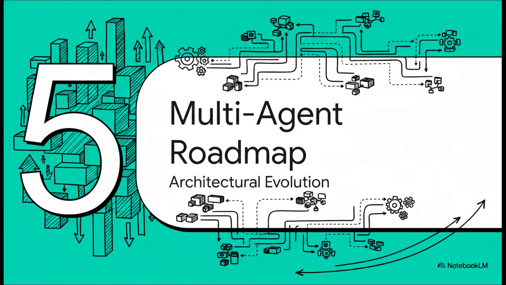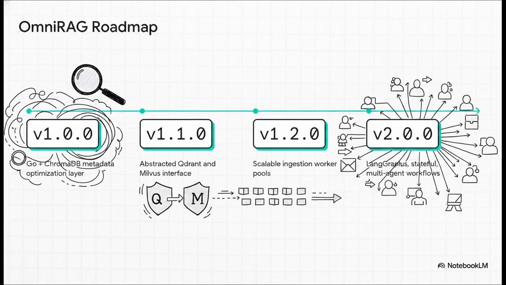Finally, Section 5, the multi-agent roadmap and our architectural evolution. Let's move to the roadmap and see how this builds over time. Right now, version 1.0.0 effectively fixes short query vector bias using that metadata optimization layer we discussed. Moving to 1.1.0, the architecture abstracts out a multi-client interface for Qdrant and Milvus.